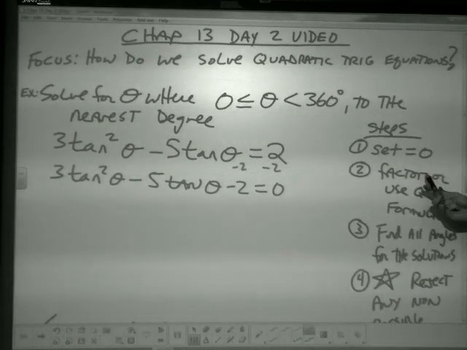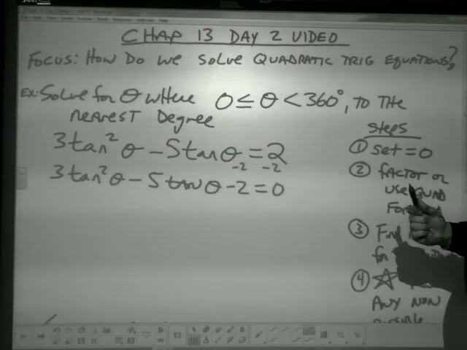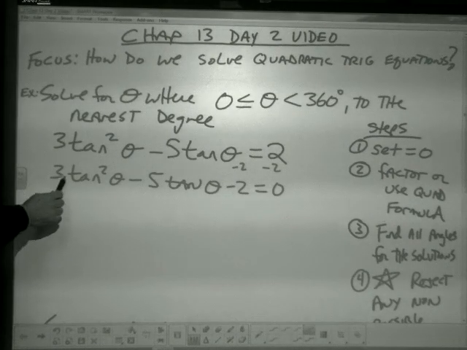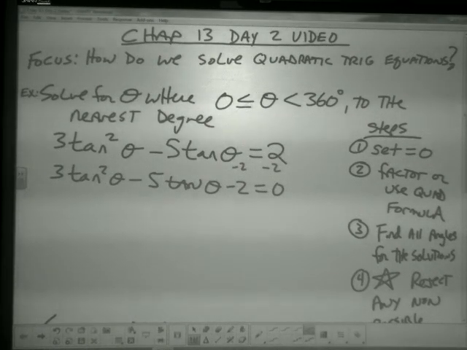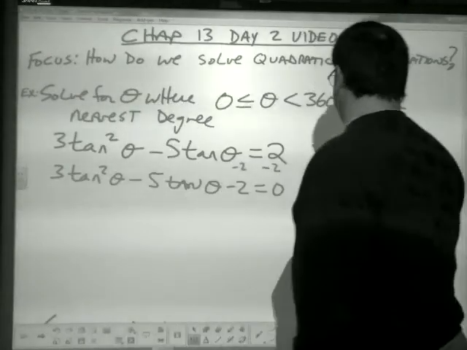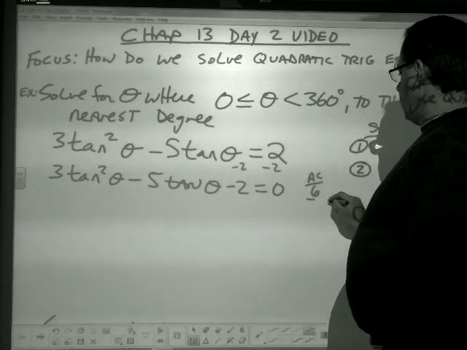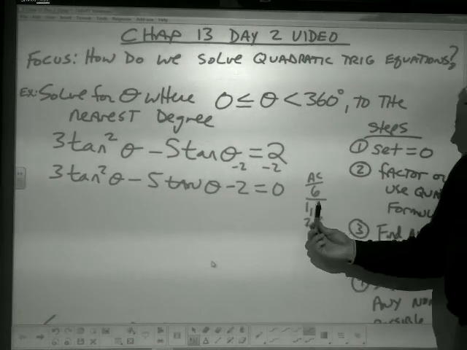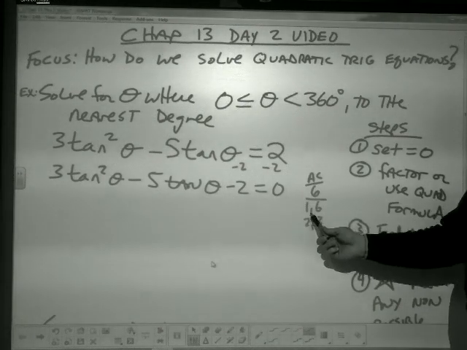Second step is to factor it, or we might have to use quadratic formula if it's not factorable. If we're using quadratic formula, here's the A, here's the B, and here's the C. It's the same exact process. Let's try to factor this. Let's try AC method. So 3 times 2 is 6. Factors of 6: 1 and 6, 2 and 3. I'm looking for factors of 6 with a difference of 5. There they are. 1 and 6 have a difference of 5.